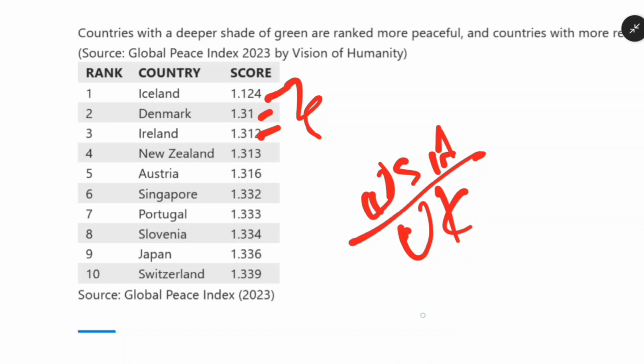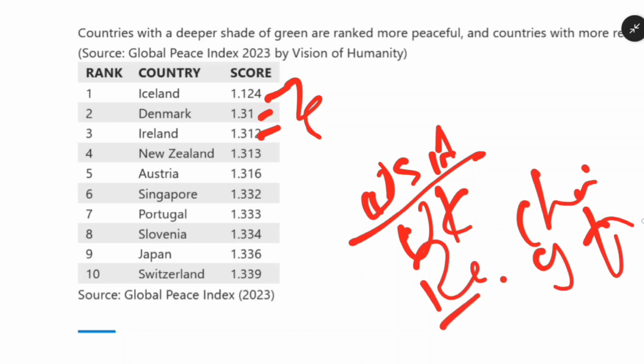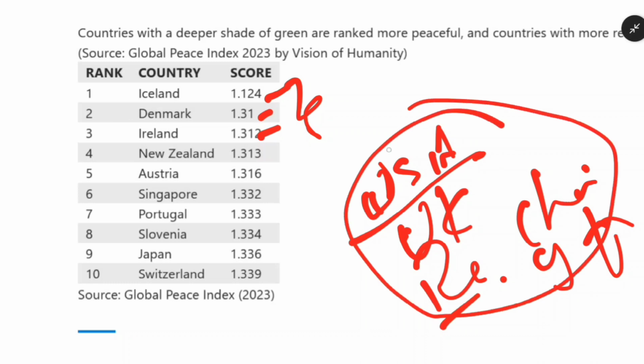You do not have the UK, you do not have Russia here, you do not have China here, you do not have Germany, you do not have France. So you can understand that all the superpowers are not peaceful according to this report.